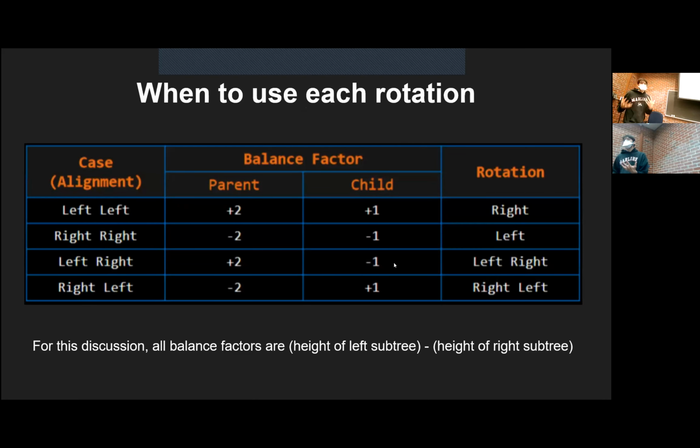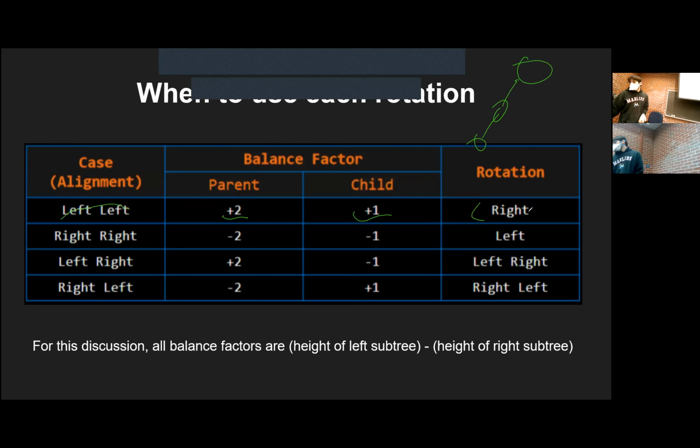So here is a table that summarizes it. When do we use each type of rotation? Right is when you have a balance factor of 2 on the parent and 1 on the child. And you might be thinking, okay, what does that mean? Well, if you remember, that means it's 2 more on the left than on the right, and for the child it's 1 more on the left than the right. So this is the left case. So +2, +1 is left, so perform a right rotation.